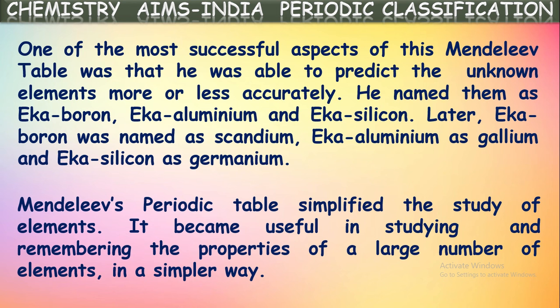One more important point is that Mendeleev's periodic table simplified the study of elements because he classified all elements into different groups. Now, if we know the properties of one element in a group, we can apply the same properties to the remaining elements in that group. In that way, it is made easy. It became useful in studying and remembering the properties of a large number of elements in a simple way. Okay, those are the successful points of Mendeleev's periodic table.